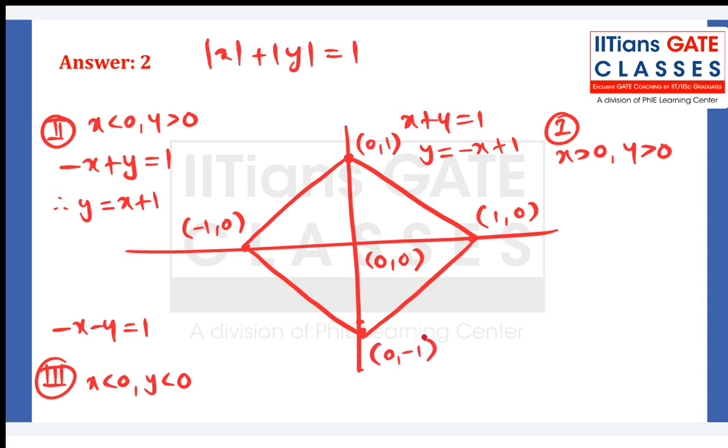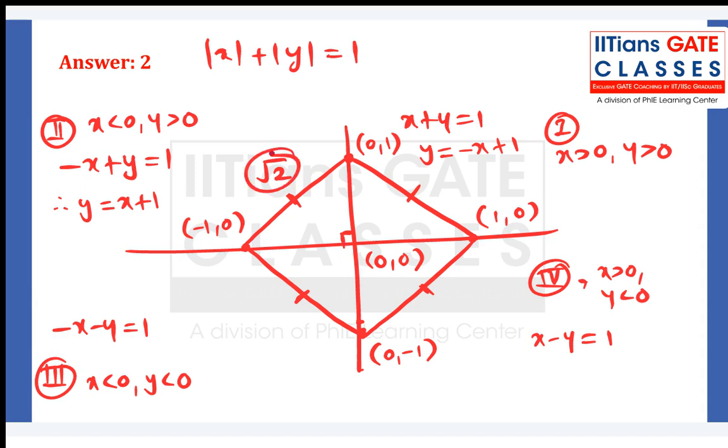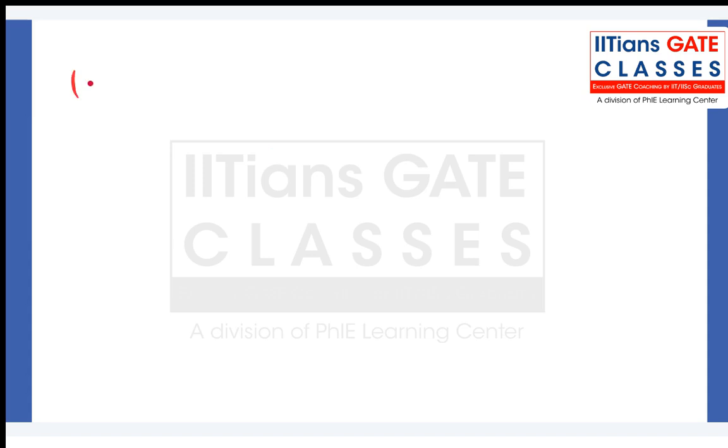And here is the fourth quadrant, where x is positive, y is negative, so it will be x minus y equal to 1. Now if you see, this is a square, all sides are equal, and the side length is square root of 2. You can do the Pythagoras calculation, because this is a right angle triangle. So mod x plus mod y equal to 1 is a square with side of square root of 2.